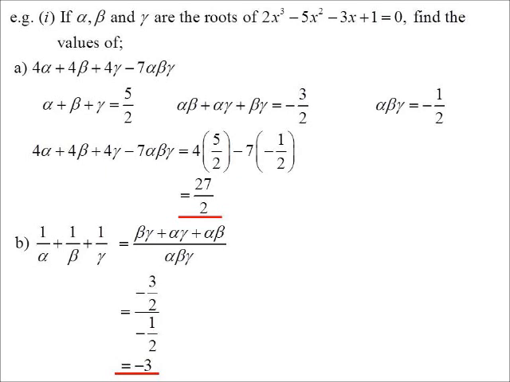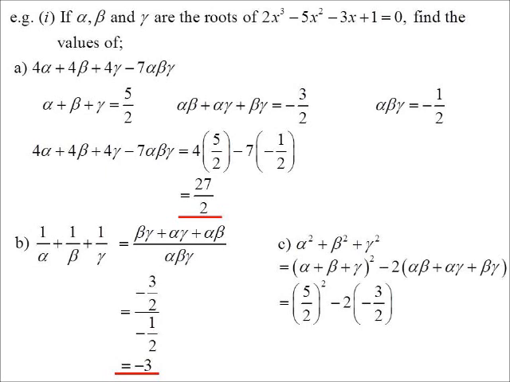There's the standard one I was talking about, the alpha squared plus beta squared plus gamma squared. So yeah, that will be alpha plus beta plus gamma all squared, minus 2 times sum of the roots 2 at a time. So subbing into that one, there you go, 37 on 4.